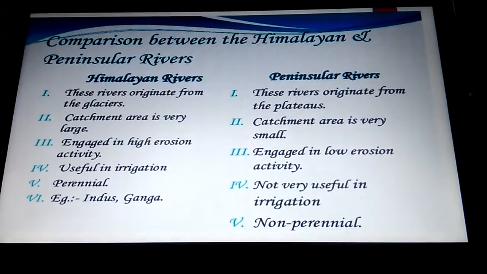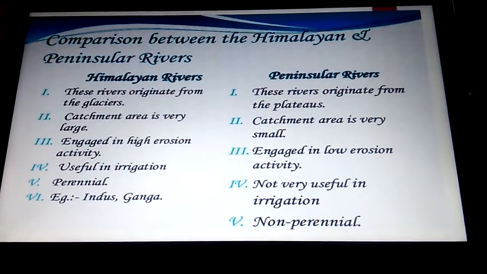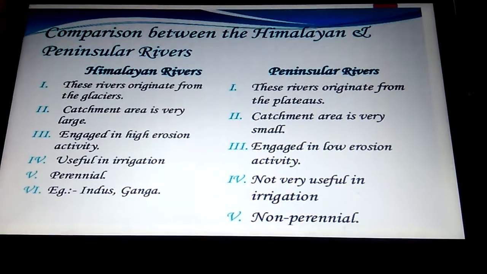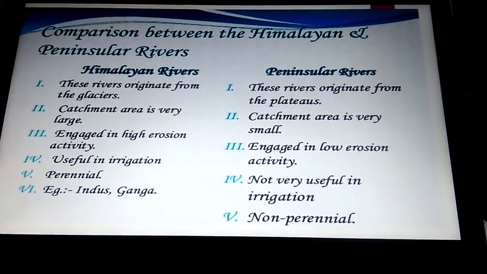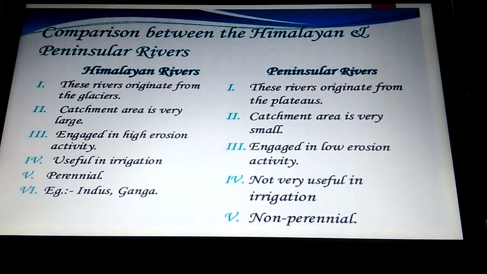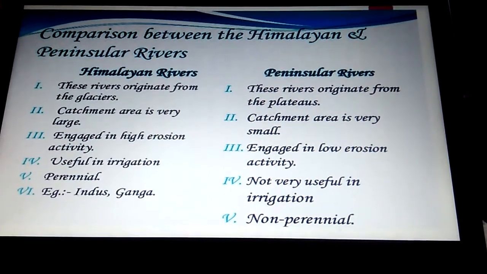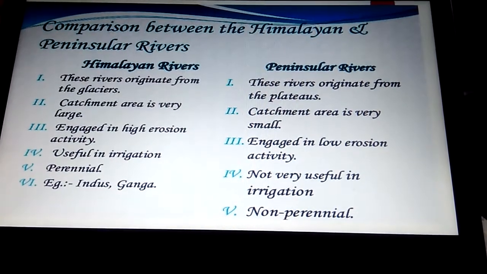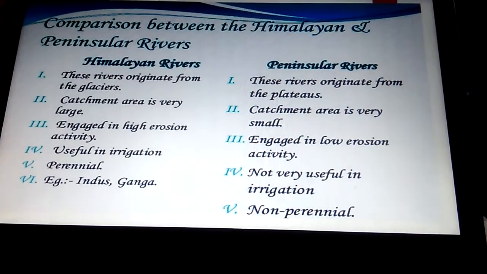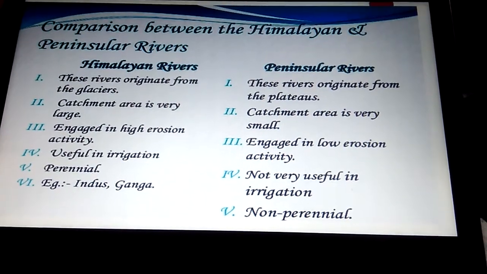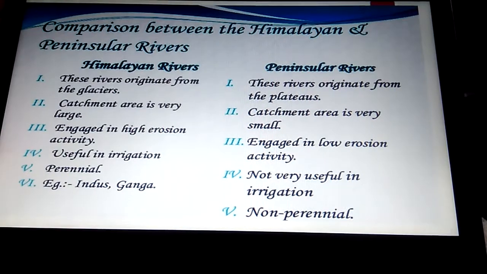Now, if we compare the two river systems, the Himalayan river system and the Peninsula river system: the Himalayan rivers originate from glaciers. As they originate from glaciers, they carry a large amount of water, and that is the reason they are called perennial rivers. The catchment area of these rivers is very large, and they do a lot of erosional activity. These rivers are very useful for irrigation.